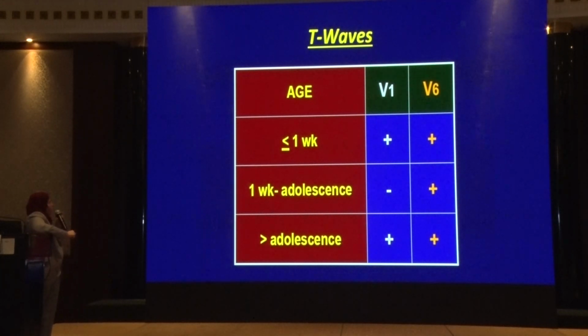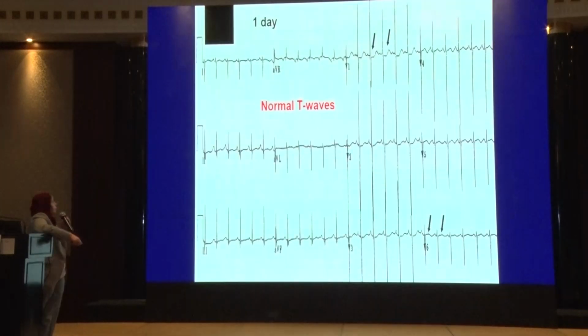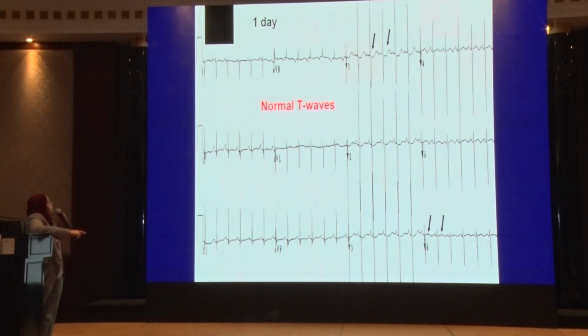Then, what we will mostly see in pediatric practice is that the T wave is negative in V1. Okay, so this patient is 1 day old. Where should we see the T wave?